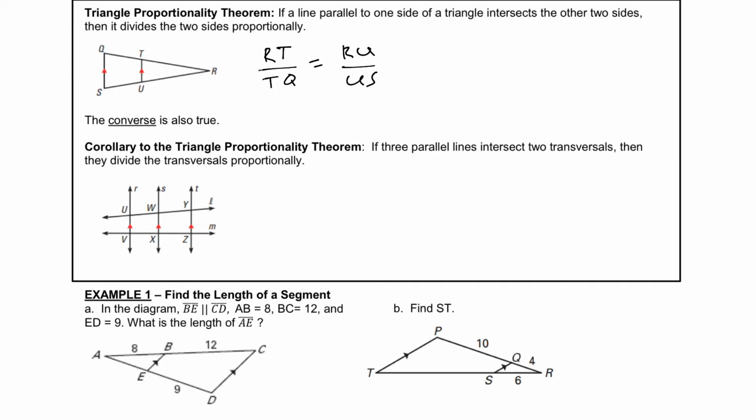Now there's also a note here that the converse is also true, which means if you can show that this proportion is true, that these two ratios or fractions are equal, then you can conclude that the segment inside the triangle is parallel to the third side. Just make sure if you're going to use this triangle proportionality theorem that you must know that this segment TU is parallel to this segment QS.